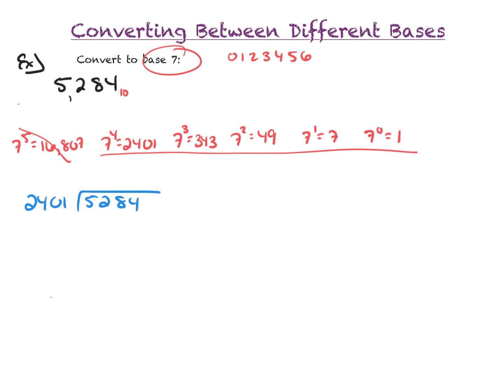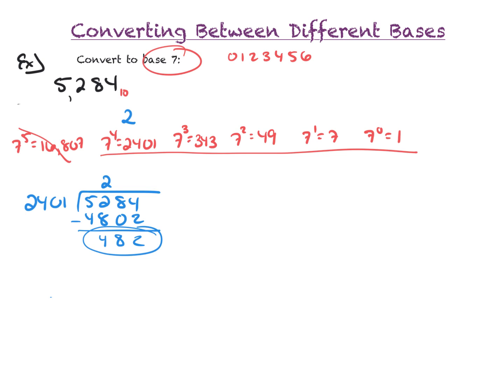So let's see. 24 goes into 52. I bet that goes in twice. Yeah. So 2 times 24 is 48, and then 2 times 0 and 2 times 1. So 4802. Subtract: 4 minus 2 is 2, 8, 4. So our remainder is 482. So there are 2 7 to the 4ths in there.